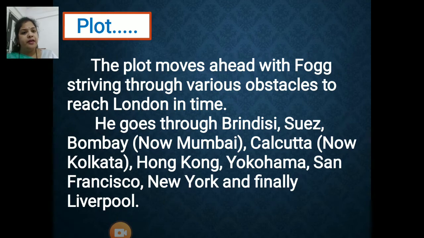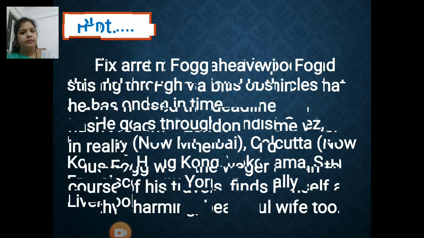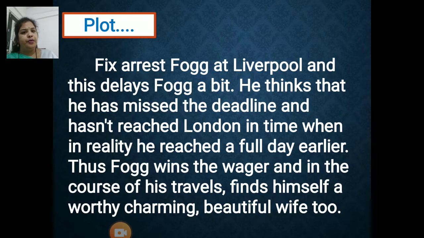The plot moves ahead with Fogg striving through various obstacles to reach London in time. He goes through Brindisi, Suez, Bombay, Calcutta, Hong Kong, Yokohama, San Francisco, New York, and finally Liverpool. Fix arrests Fogg at Liverpool, and this delays Fogg a bit. He thinks that he has missed the deadline and hasn't reached London in time, when in reality he reached a full day earlier. Thus, Fogg wins the wager and, in the course of his travels, finds himself a worthy, charming, beautiful wife too.